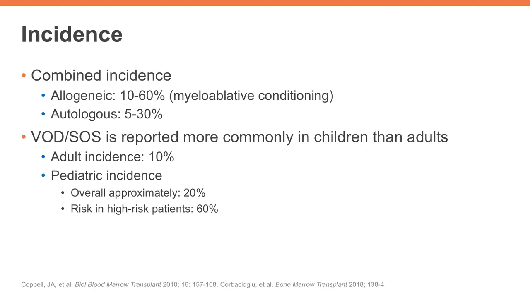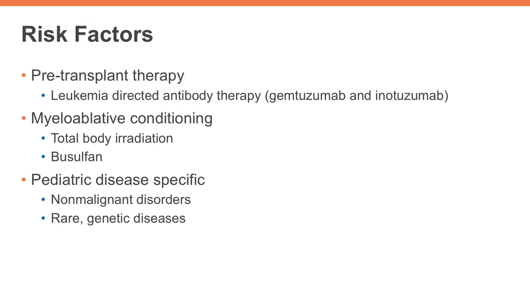However, the incidence is greater in pediatrics, so the overall incidence reported in the adult population is 10%. The overall incidence in the pediatric patient population is approximately double that at 20%, and in some high-risk patients as great as 60%. There are multiple different risk factors that overlap the pediatric and the adult patient. Some of those will be briefly reviewed here, but I'll be focusing mostly on those that are unique to pediatrics.